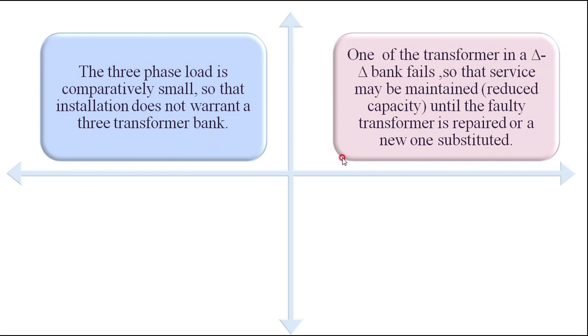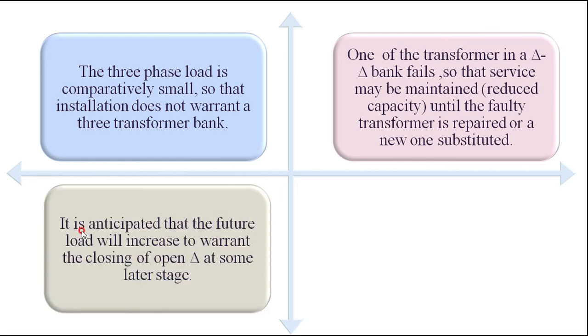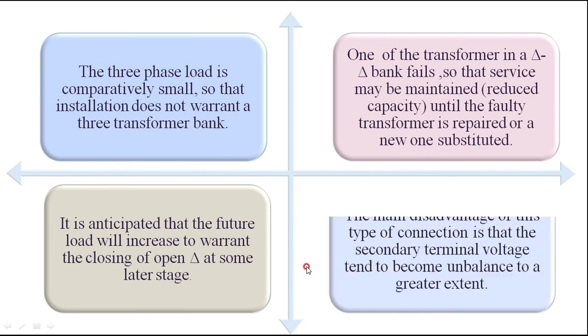If one of the transformers in the delta bank fails, service may still be maintained with reduced capacity. That is another advantage. Then, with reference to the first point, if the load subsequently increases, two transformers are already there, and you add one more transformer so that you are capable of delivering the extra load. It is anticipated that the future load will increase enough to need the closing of the open delta at some later stage. That is, adding one more transformer can increase the capability of the three-phase system.